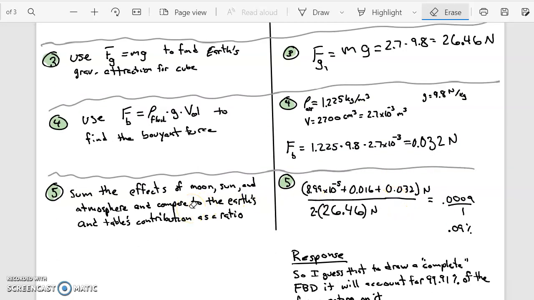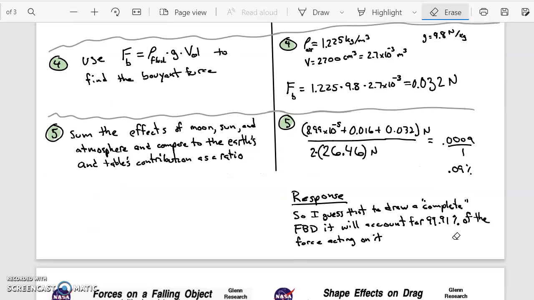What I've done here is I've taken the effects of the moon, the sun, and the atmosphere. Those are those three small components. I've added them together right up here on the top, and then divided it by the big two, the normal force and the gravitational force, and found out that it's only about 0.09%. So again, to show you the ridiculousness, do these forces exist? Absolutely they exist, but they are not big enough to ever really consider in a problem.